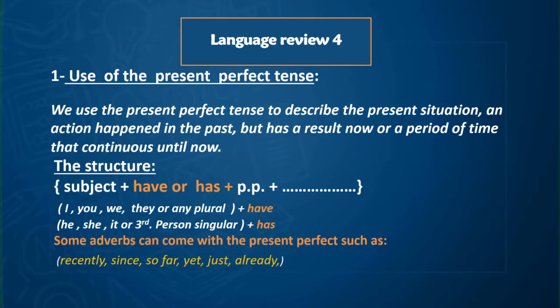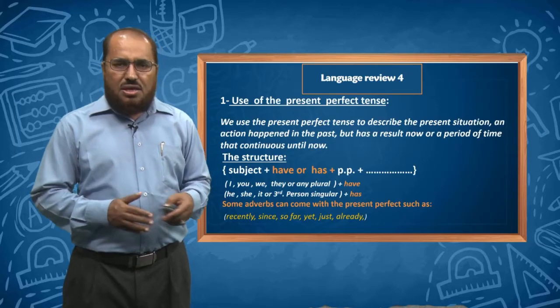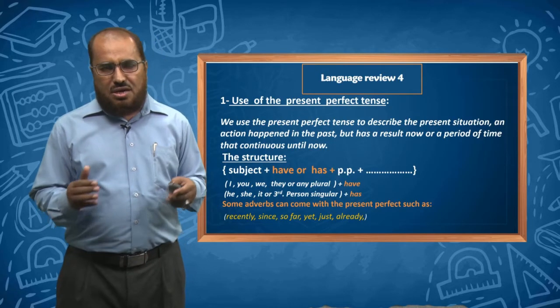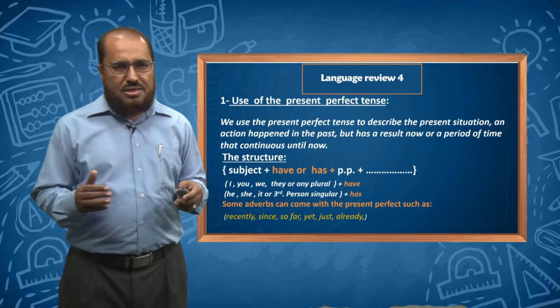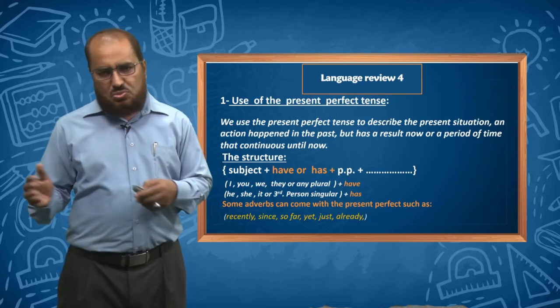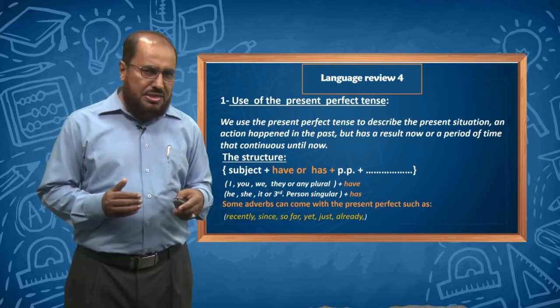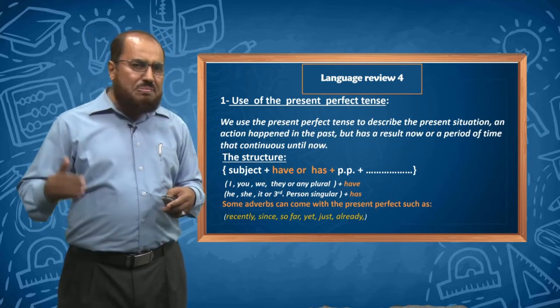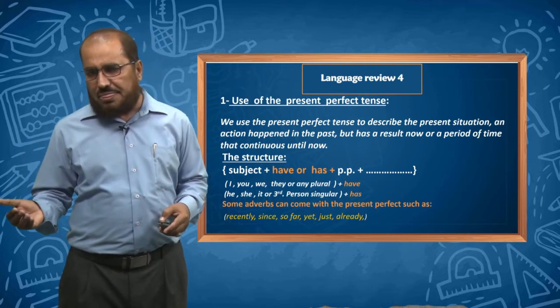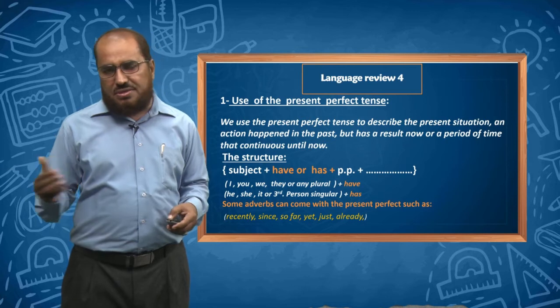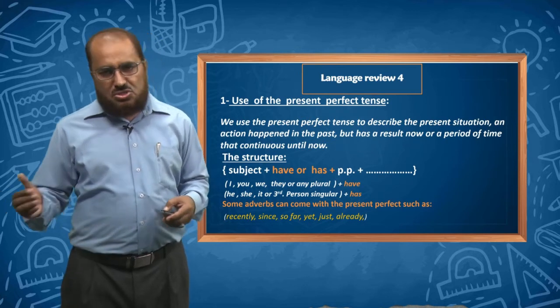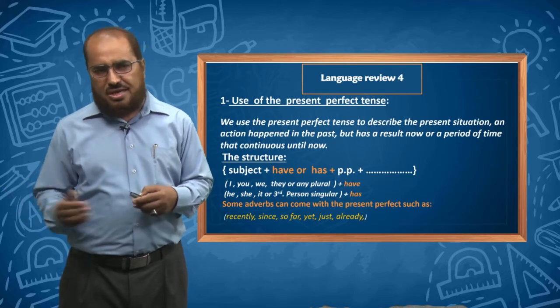Let's look at the structure now, how the present perfect is formed. Start with the subject, then have or has, then the complement of the sentence. The pronouns I, you, we, they, or any plural go with have. He, she, it, or third person singular, for example Ahmed, Hassan, Nada, Samira, the car or the cat, go with has.